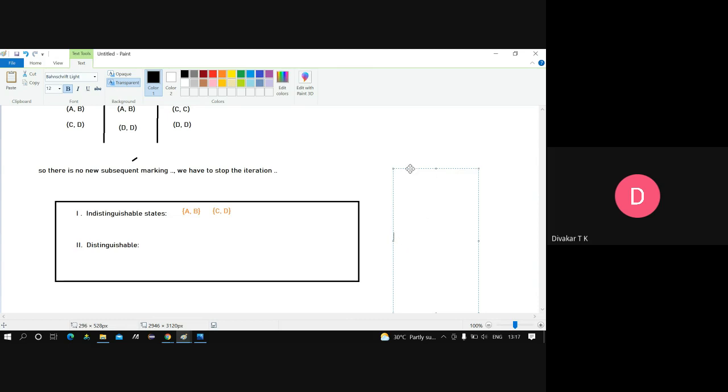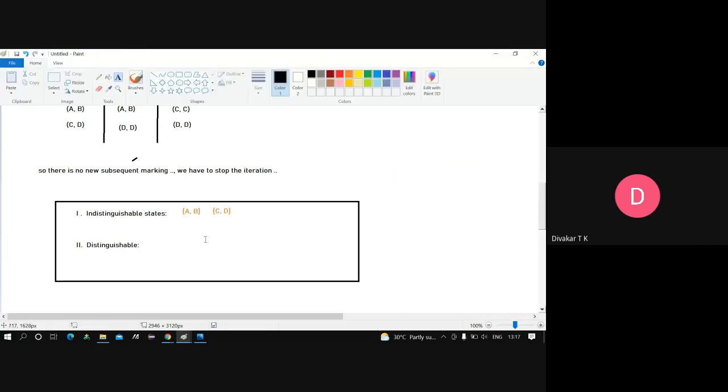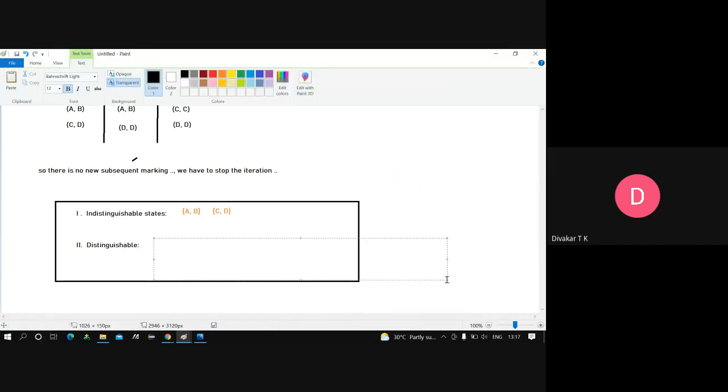Sir, you removed everything, sir. So nothing is there. We cannot see anything. So there are no distinguishable states. You don't create new distinguishable states. It's done, leave it. No distinguishable states present.